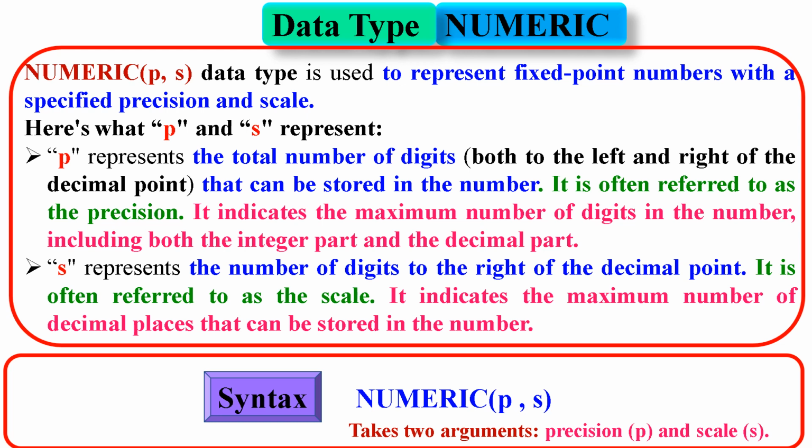S represents the number of digits to the right of the decimal point. It is often referred to as the scale. It indicates the maximum number of decimal places that can be stored in the number. The syntax is NUMERIC(P,S). It takes 2 arguments: precision P and scale S.